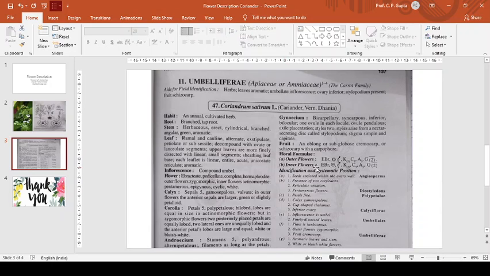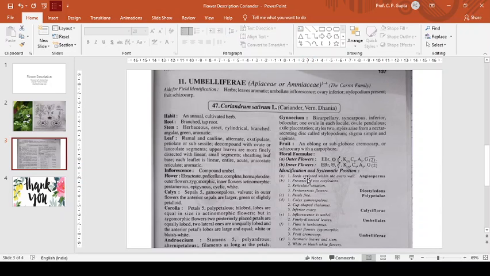Now, floral formulae. Outer flowers ebracteate, zygomorphic, bisexual, calyx 5 fused, corolla 5 free, androecium 5 polyandrous, and gynoecium bicarpellary, syncarpous and ovary inferior. Here is the floral formula of inner flower: ebracteate, actinomorphic, hermaphrodite, calyx 5 fused, corolla 5 free, androecium 5 free, gynoecium 2, syncarpous and ovary is inferior.